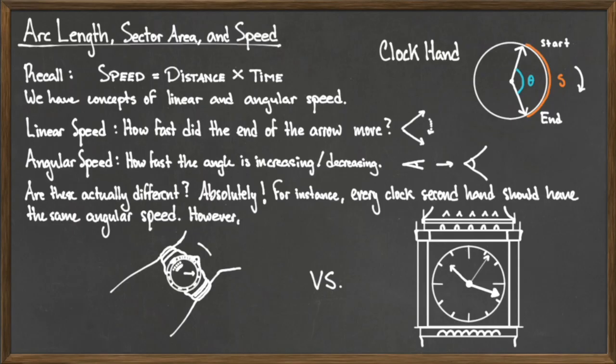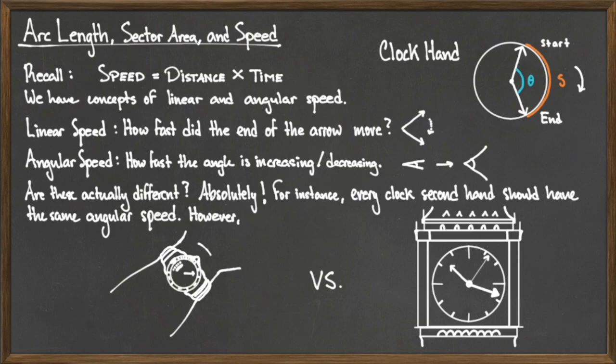I want you to think about two clocks, a small wristwatch and a giant clock like Big Ben, for instance. Now, assume that we're in a perfect world and that every second hand of every clock in existence ticks at the same speed, namely it goes a full turn every minute. So the second hand on my wristwatch should be moving just as fast as the big clock in England. And that makes sense only if I'm talking about the angular speed.